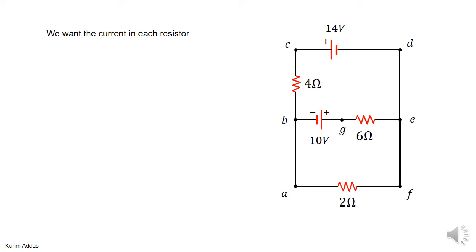Okay, so let's solve another example. The example has two loops. You have resistances, you have some batteries, and the important thing to do is to label points across each element so that you can easily get the loop equations. So we want the current in each resistance.